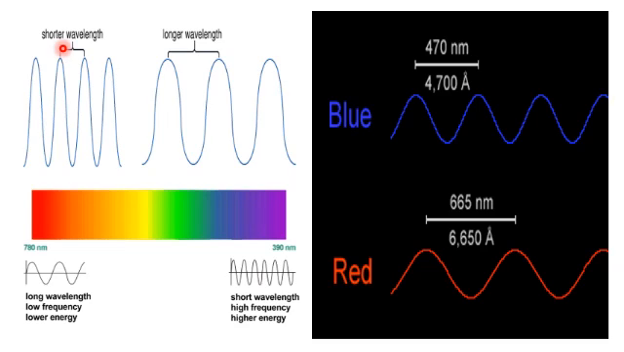First, I will define what is wavelength. Here you can see the distance between two same crests is called wavelength. The distance between two same points is called its wavelength. Here is shorter wavelength and here is longer wavelength. In the 7 colors of the spectrum, blue light has a wavelength of 470 nanometers and red light has a wavelength of 665 nanometers.